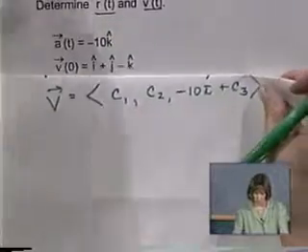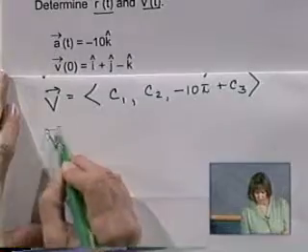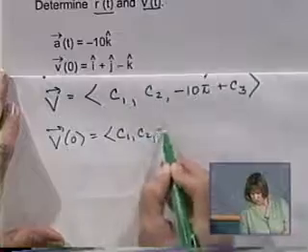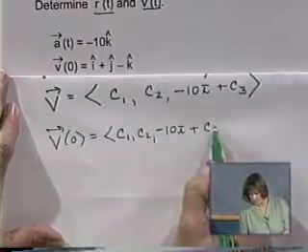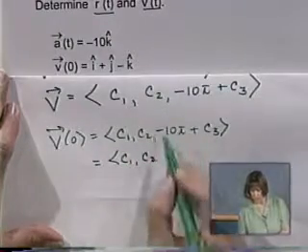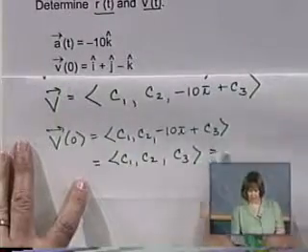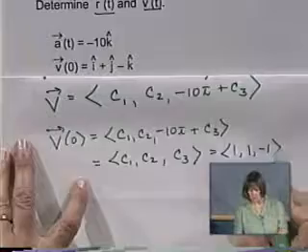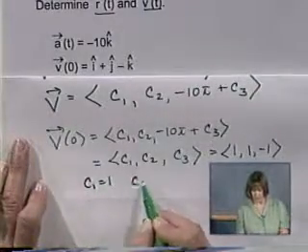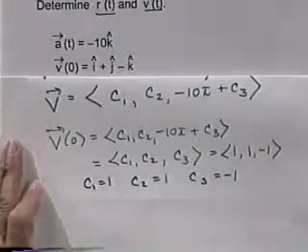But we're told that v of 0 is the vector i, j, k. So if I evaluate v of 0, which right now we have as C1, C2, minus 10t plus C3, and plug in a 0 here, I get C1, C2, minus 10 times 0 is 0, plus C3. But I'm told v of 0 is the vector whose components are 1, 1, minus 1. So that tells me C1 is 1, C2 is 1, and C3 is negative 1.